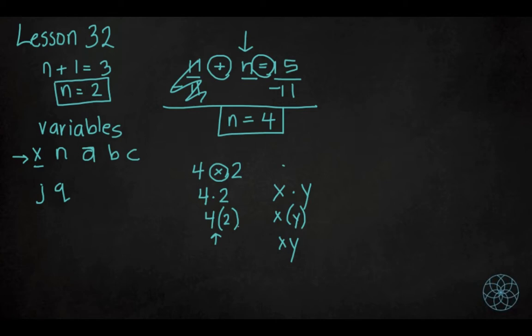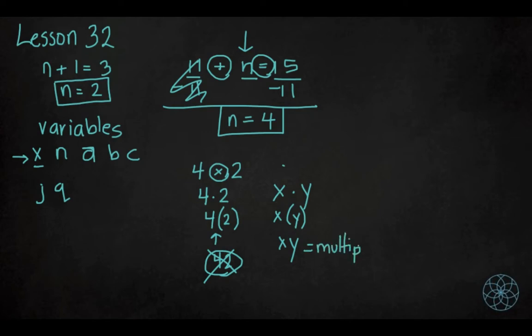Now, why can't we do that with numbers? Well, if we did that with numbers and wrote them next to each other without any parentheses, we get a completely different number. 42 is not the same thing at all as 4 times 2. So that's why we can't do that with numbers. But with the variables, we can put them side by side right next to each other without confusing ourselves. And it's important to remember that this means multiplication.